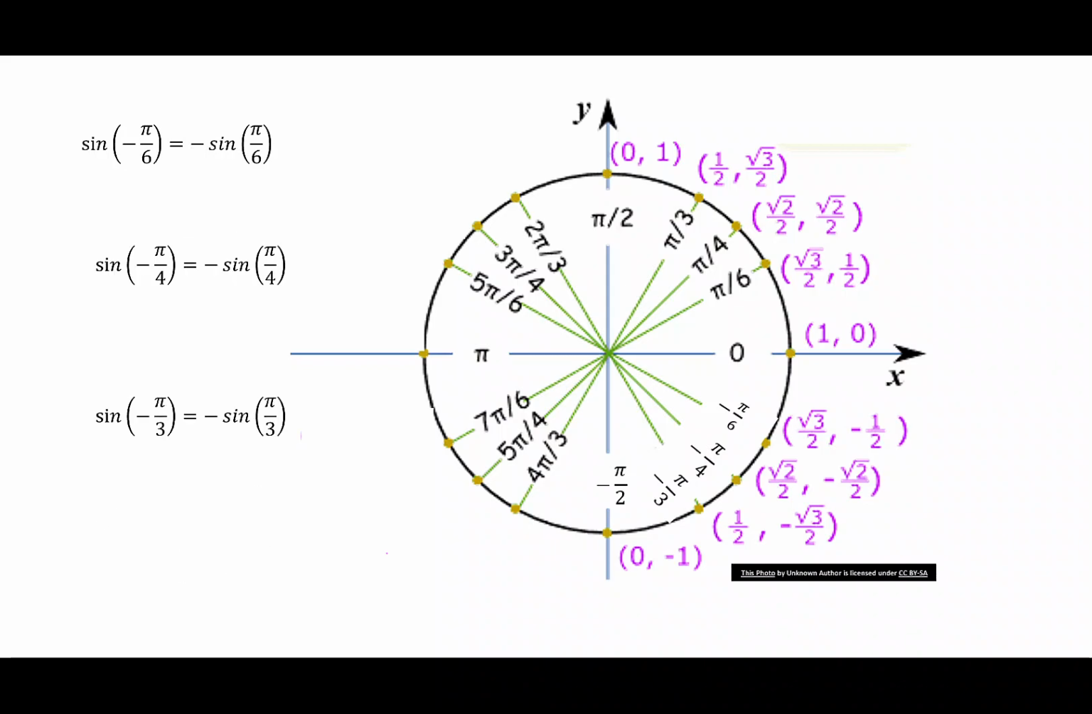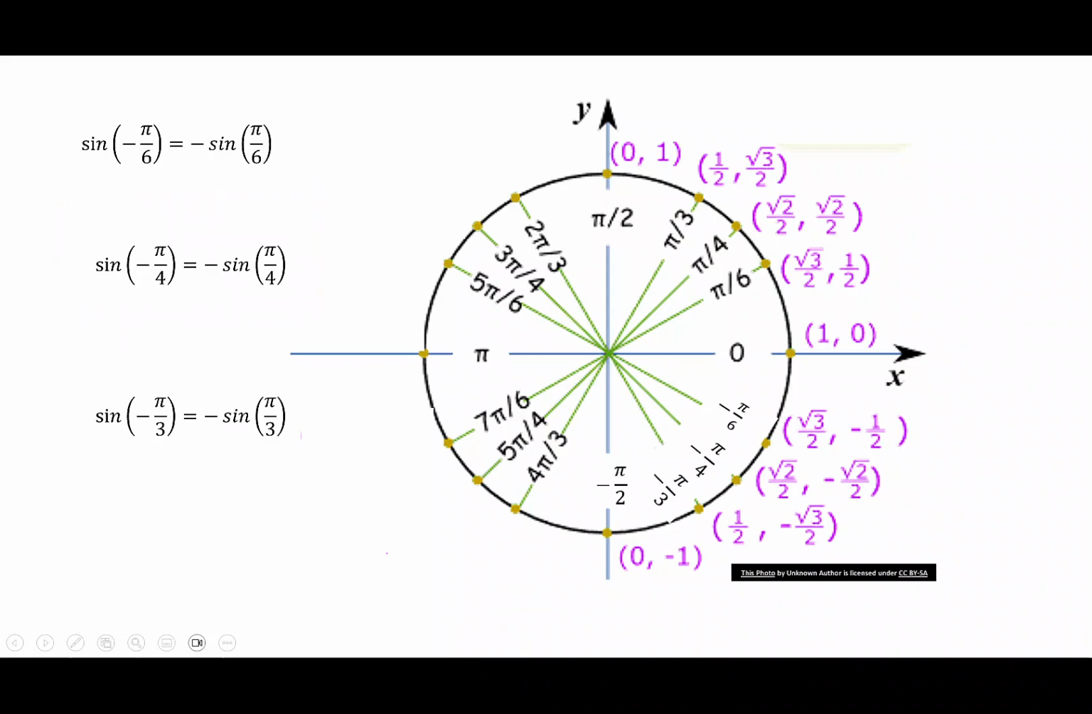If we were to take a look at sine, we won't see the same thing. Sine of pi over 6 is 1/2. Sine of negative pi over 6 is negative 1/2. This shows us that the sine of negative pi over 6 is equal to negative the sine of pi over 6. You'll also see that the sine of pi over 4 and the sine of negative pi over 4 have opposite signs. This says the sine of negative pi over 4 is equal to negative the sine of pi over 4.